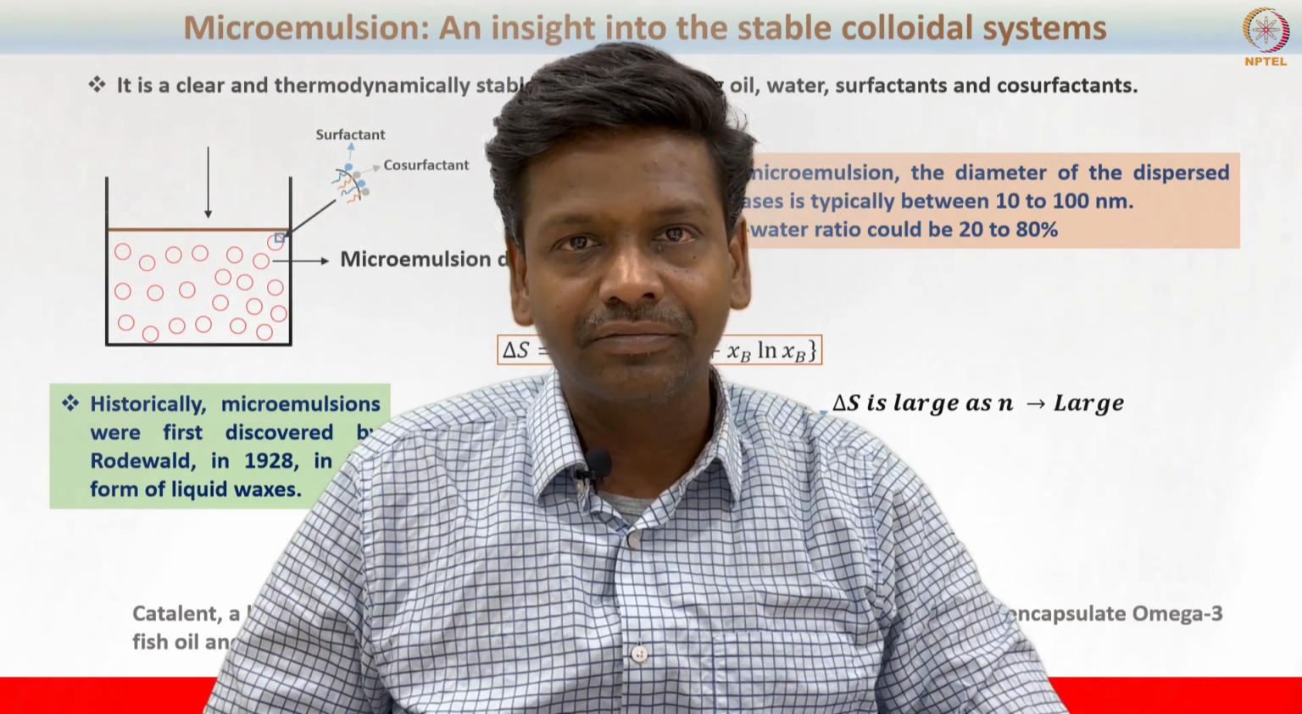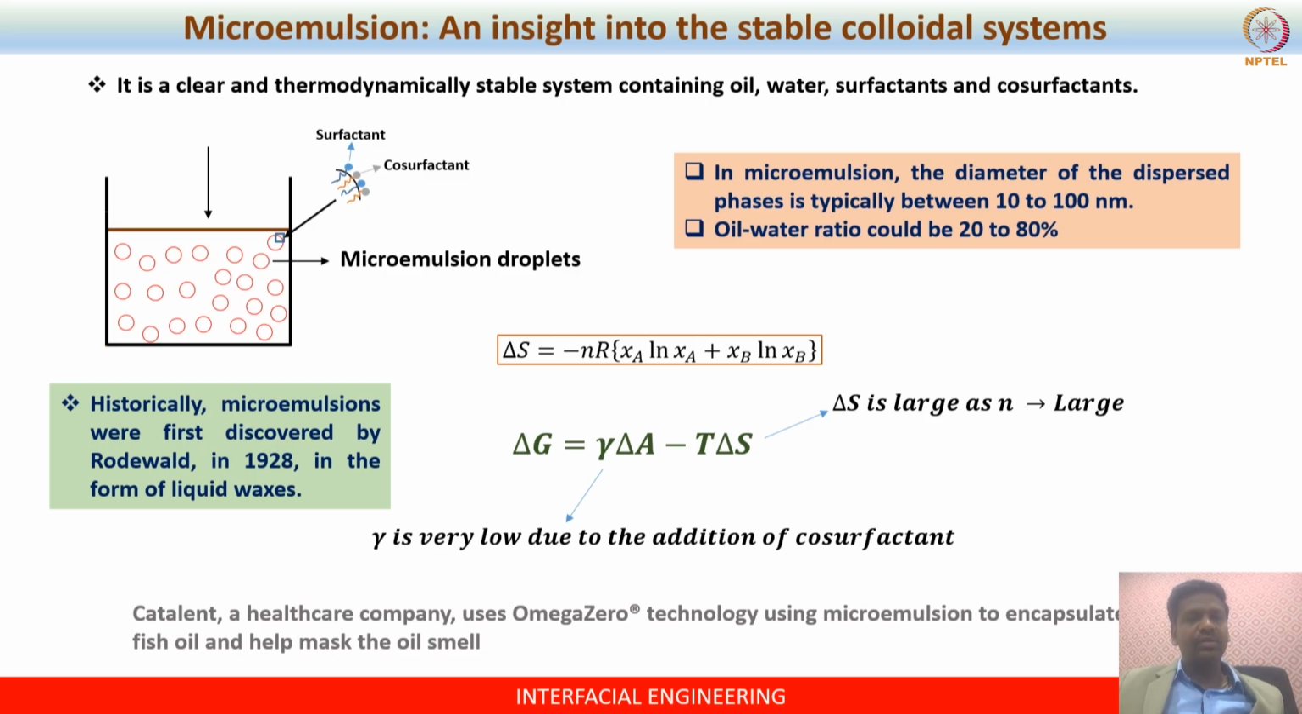Let's begin. Historically, microemulsions were first discovered by Rodward in 1928 in the form of liquid waxes. As such, microemulsion is used in various formulations, for drug delivery applications, or also as products in the form of microemulsions. So we look at the thermodynamic concepts.